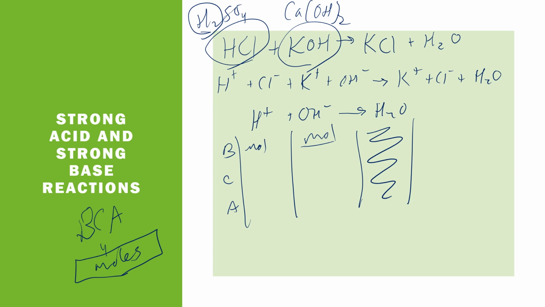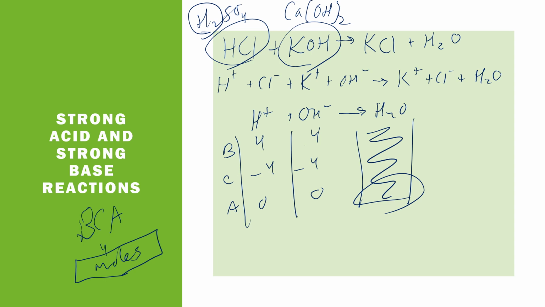And then whichever one is smaller gets completely used up. So if they were exactly equal, right? Let me make up some numbers. Let's say we have 4 moles of the acid, of the hydrogens, and 4 moles of the hydroxides. Then they're exactly equal. They would both decrease by 4, and you'd wind up with none of those and only water. And so the pH would be neutral.